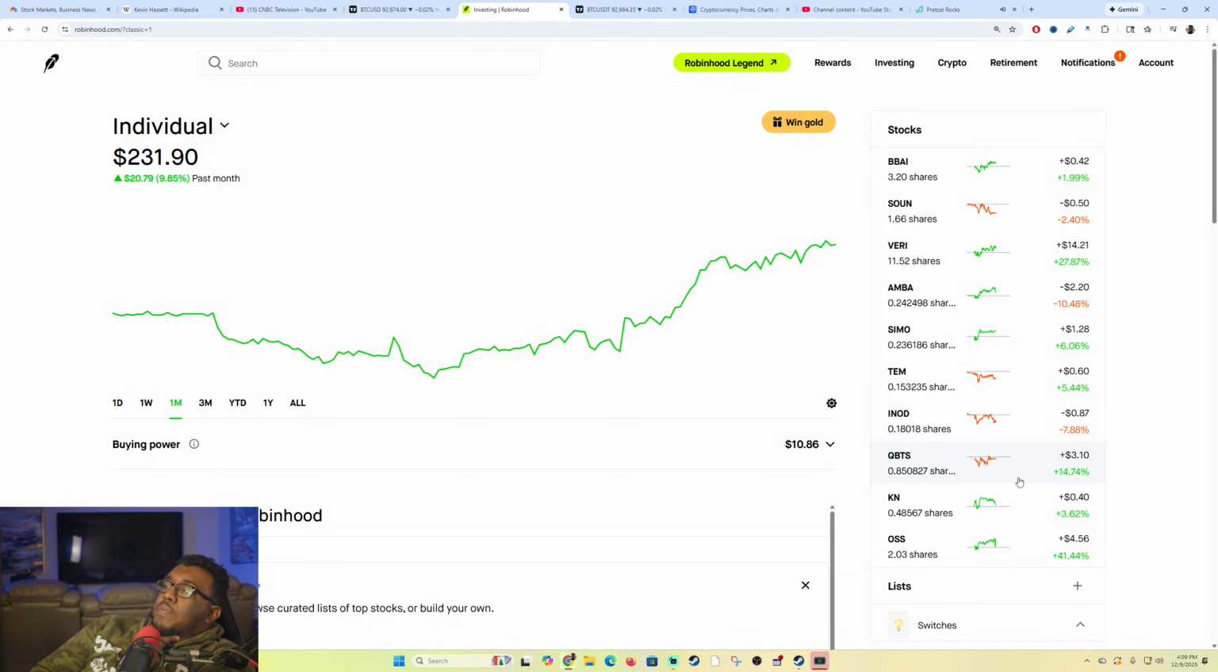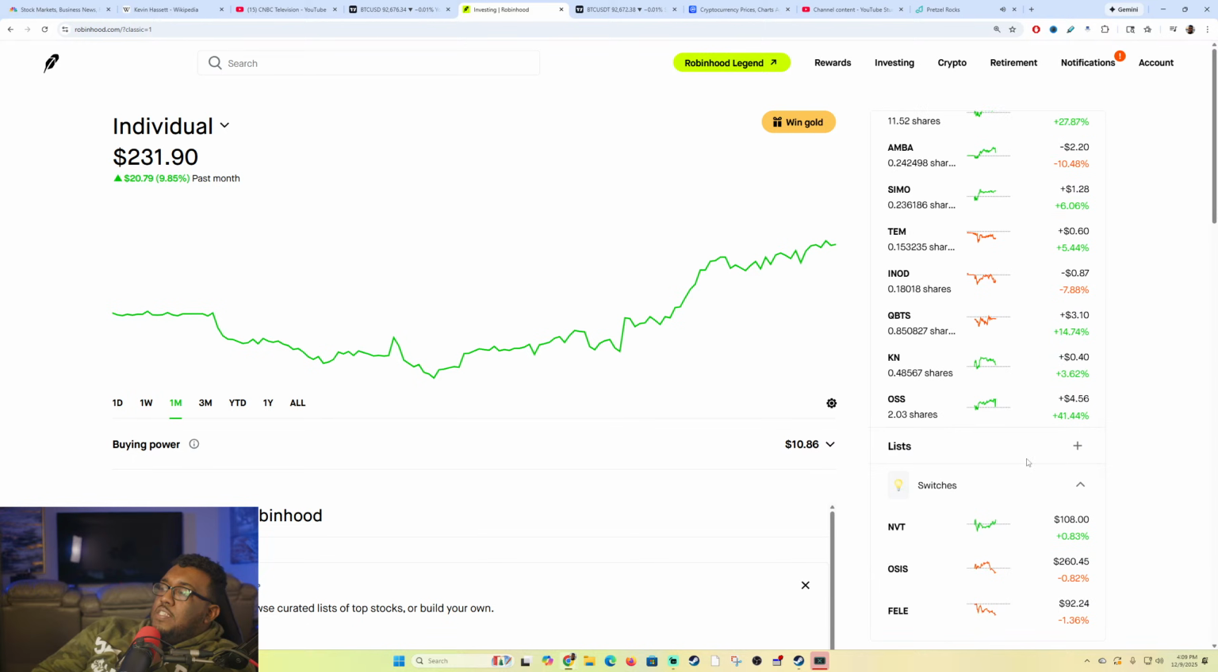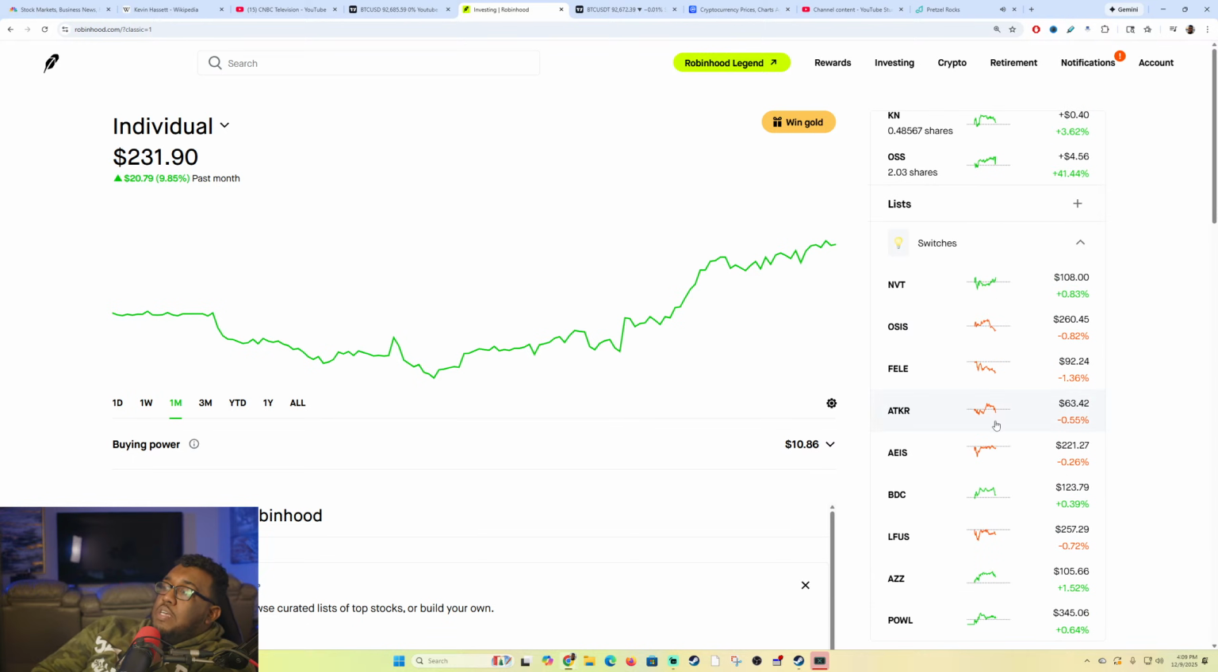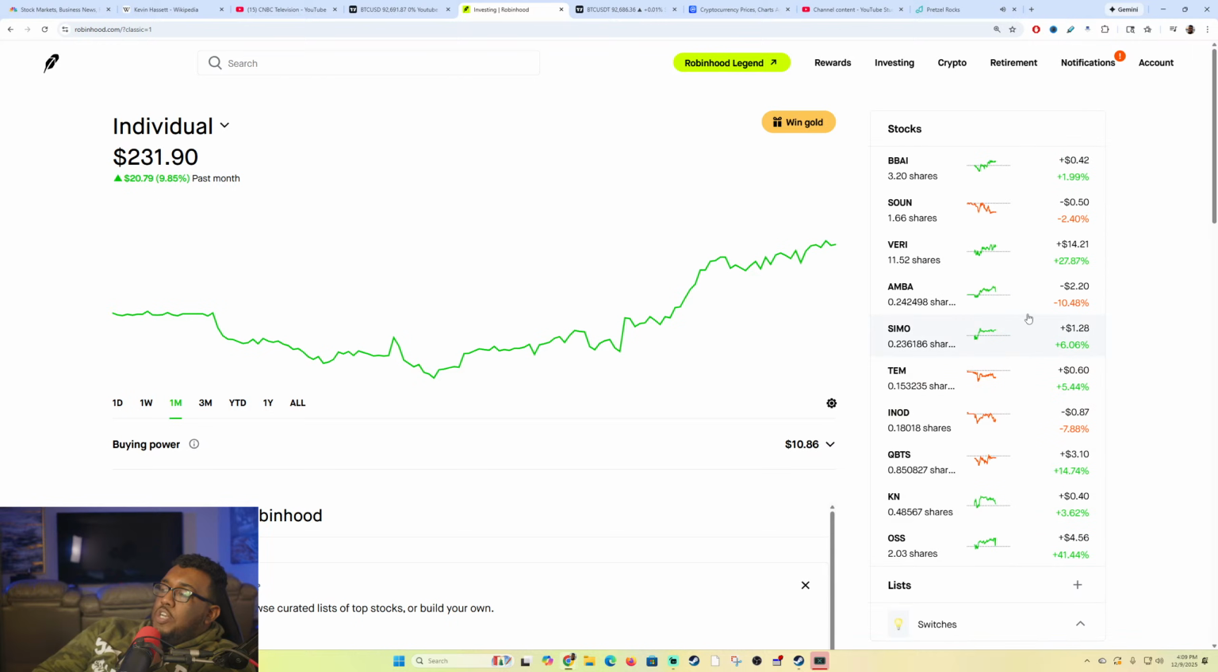Well, QBTS is up 14% since we bought it. KN is up 3%. But what I think I need to do is, there's a way to change this, isn't it? There has to be. I also have the switch list right here, but I'm not going into that just yet. I'll do that starting in January, I believe.